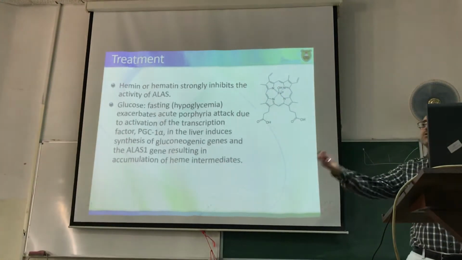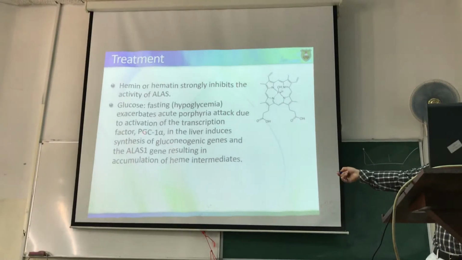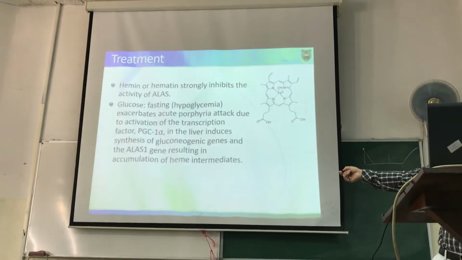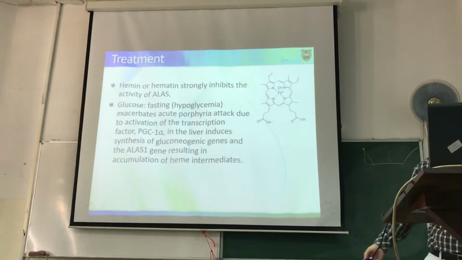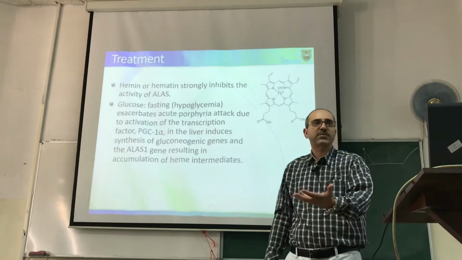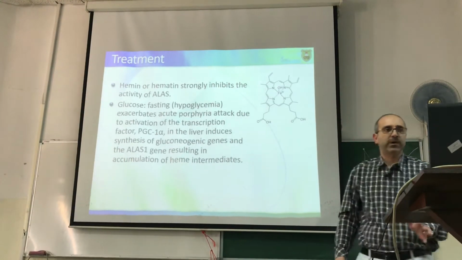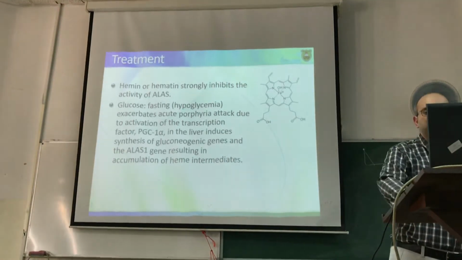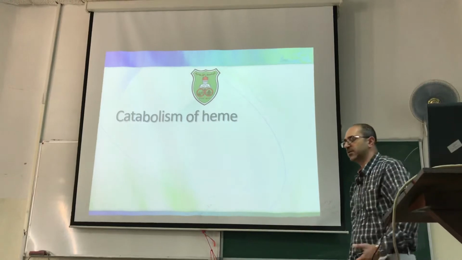So by giving patients glucose, you would have low activity or no activity of this transcription factor, and as a result, the expression of ALA synthase would be as low as possible. There would not be any accumulation of intermediates. Okay, so it's all again by observation. But this is porphyria, and that's the biosynthesis of heme.